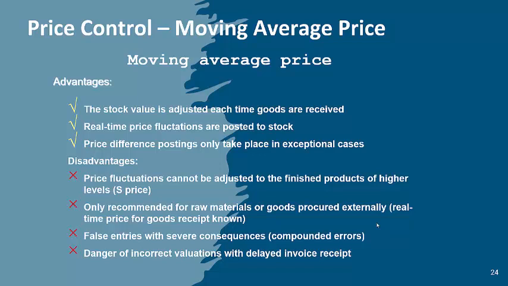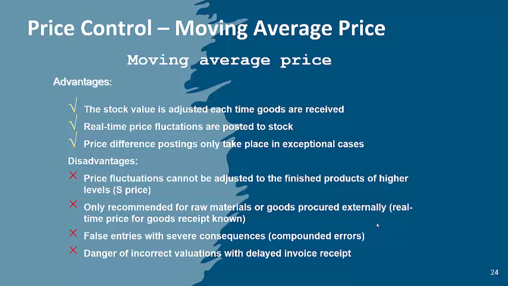Now, what is moving average price? The price control moving average price. So what are the advantages? The stock value is adjusted each time goods are received. So each time the goods receipt is done, the stock value is adjusted. Real-time price fluctuations are posted to stock. Price difference posting only takes place in exceptional cases.